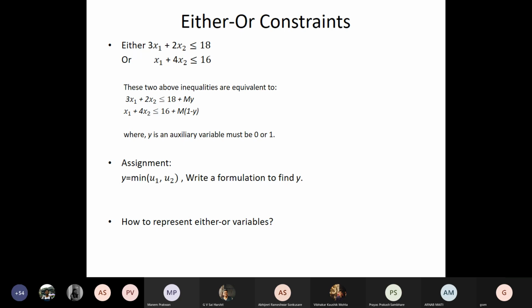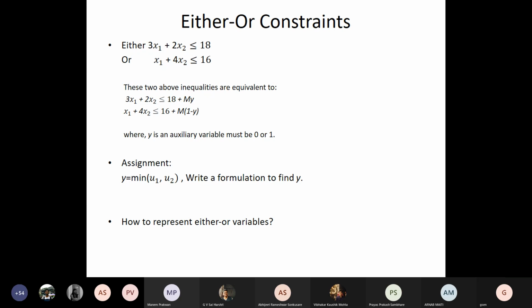So can you do a quick assignment on this, that y equals the minimum of u1, u2, where u1, u2 are some real numbers, say 2 and 3. U1 is 2 and u2 is 3. So what is the value of y? It will be 2. Minimum of 2, 3 is 2, right? Now I want to write this formulation as an LP or as an IP, to find y. Then how to do that?